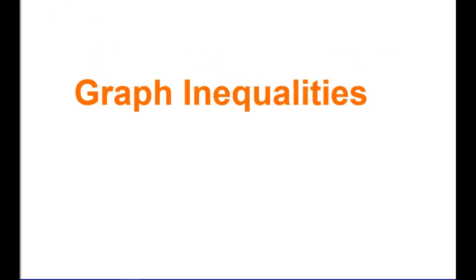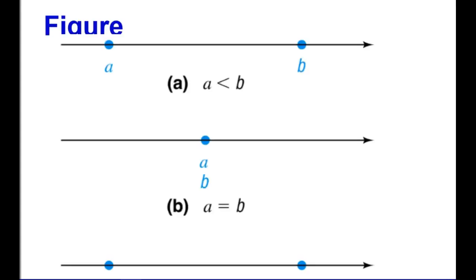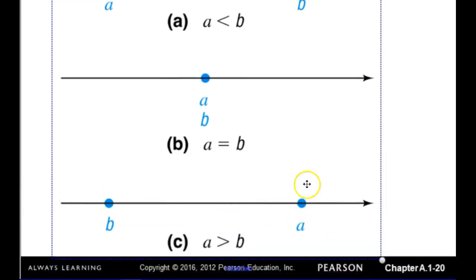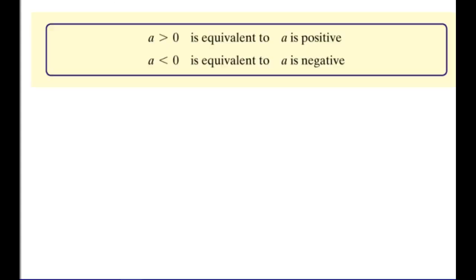Okay. So now we're going to be graphing some inequalities. This is one of our learning targets. Okay. So if I say that A is less than B, I know that it's going to be more to the left of B on my number line. If A equals B, that means they're in the same place on my number line. And then if A is greater than B, I know that A is going to be to the right. So that's just a kind of simple way to look at it.